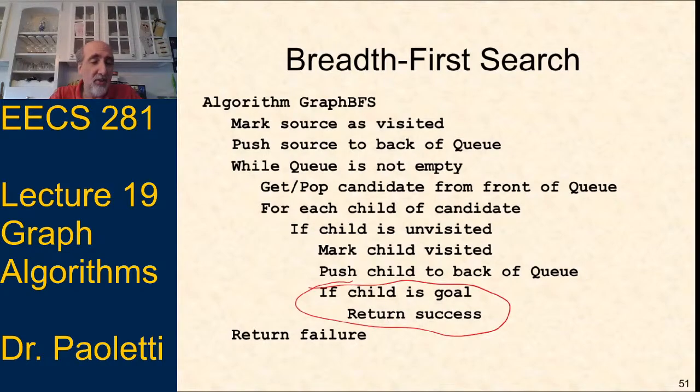So this is basically the same as the other one, except we say Q and back and front instead of stack and top. So we push to the back of the Q and we take it from the front if we need to get one.